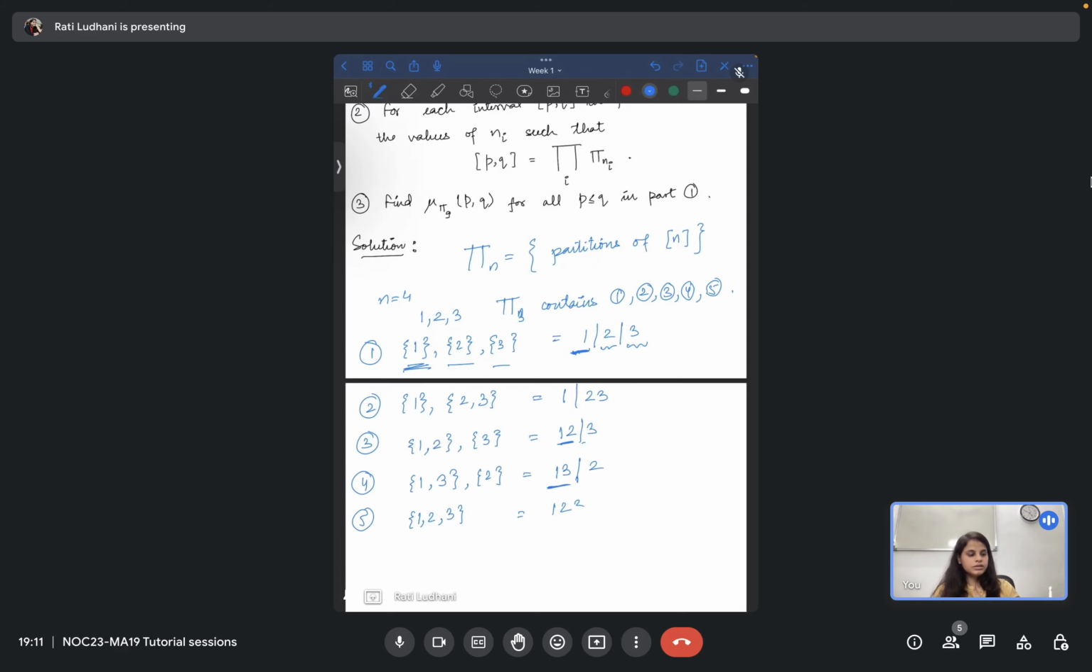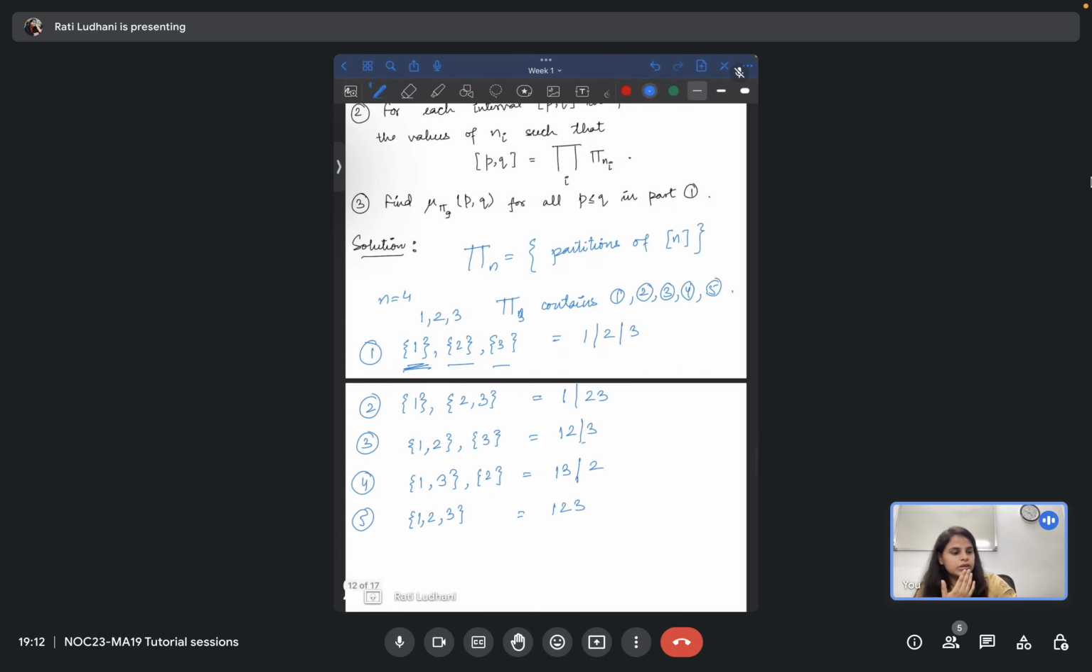So this is a way to write partitions, and it is easier, because otherwise there are too many curly braces. Is this notation clear, I hope? This is from the notes only. Very good. So this is your Pi 3.